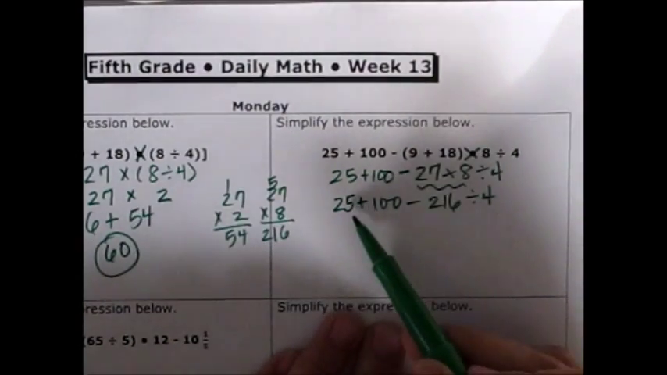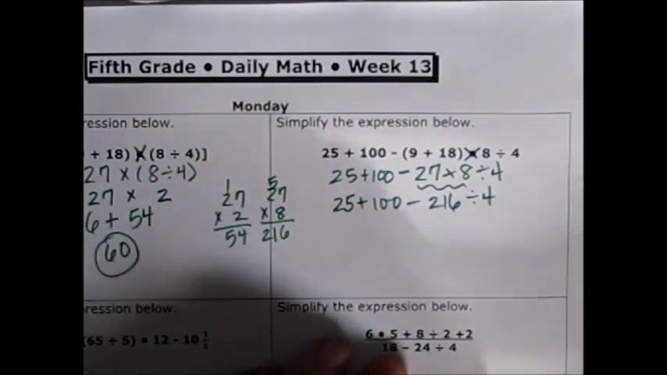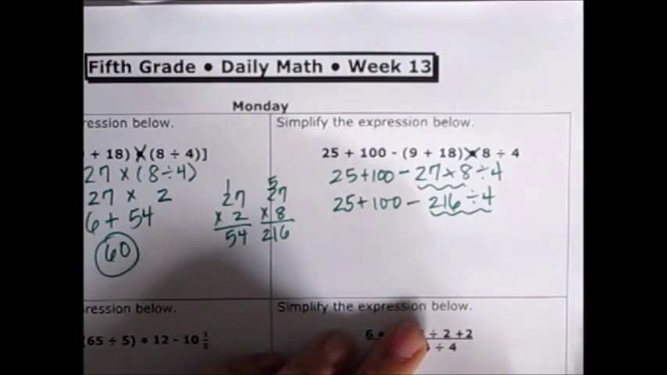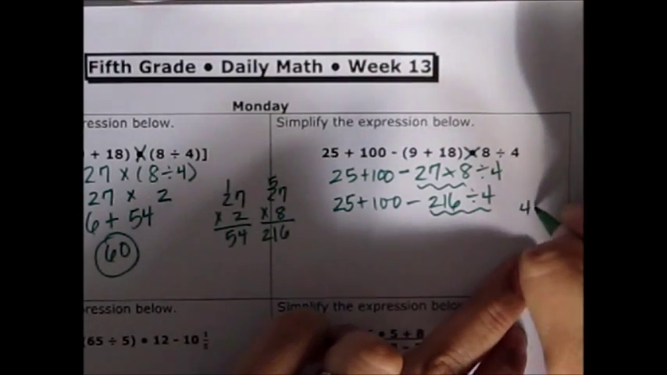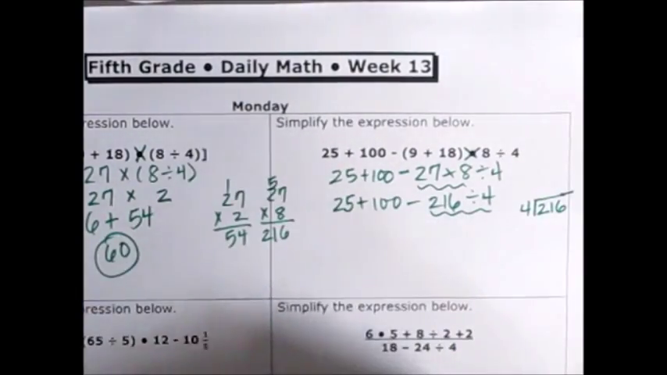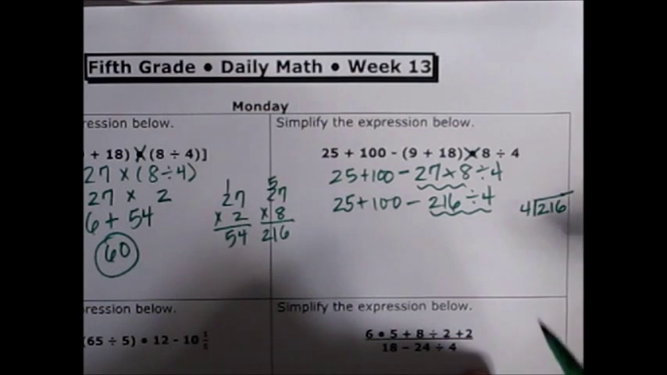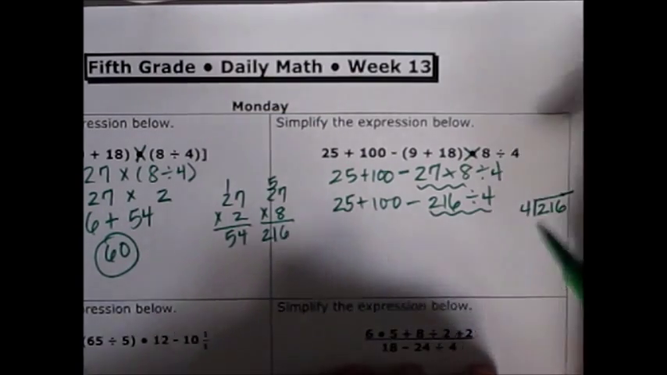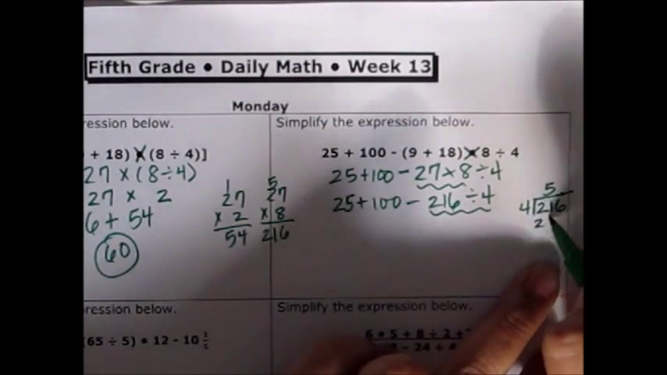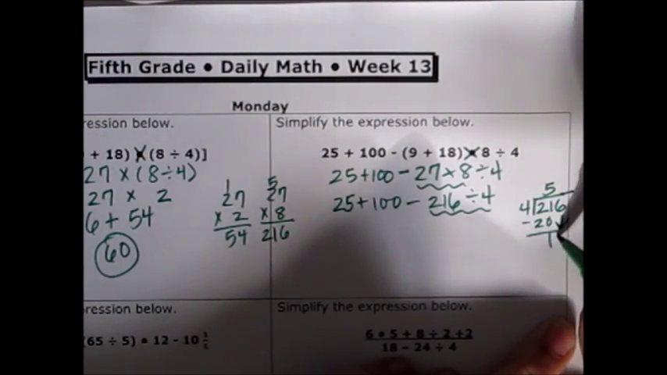So again, I see I no longer have a multiply, but I do have a divide. So that's the one I'm working on next. And we've been doing a lot of divide this past week. So we should be feeling really comfortable with it. 216 divided by 4. Ask yourself, 4 times what would give me the closest to 21? And that would be 5, right? Because 4 times 5 is 20. I subtract and get 1, and I drop down my 6.